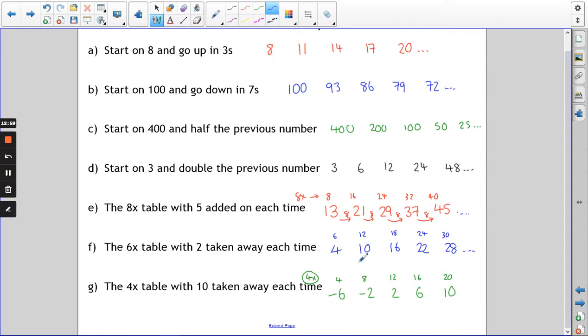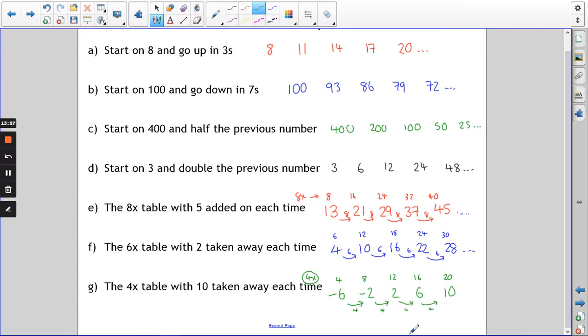If you look at F, I took away 2 from each of these, but they do still go up in 6s, because I did still start with the 6 times table. Adding and taking away doesn't change the fact that the sequence is going to go up in 6s. And even on the bottom one, where we started with the 4 times table and took away 10 and we went negative, look, it still goes up 4, then another 4, then another 4, and then another 4.